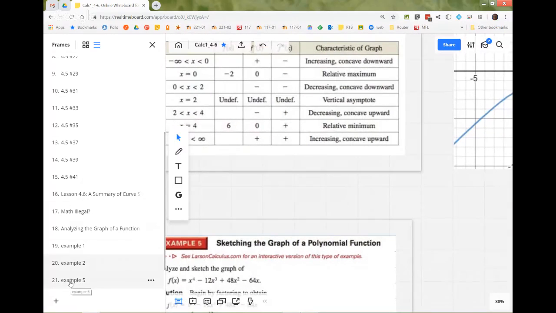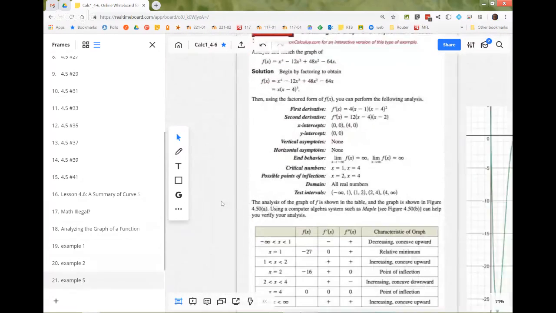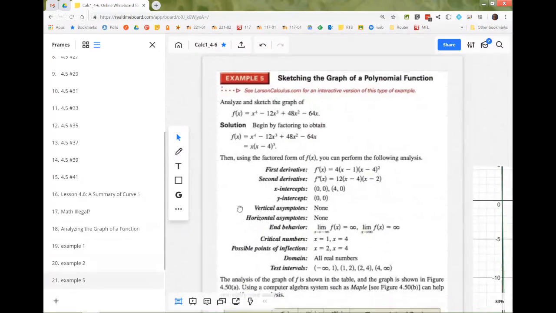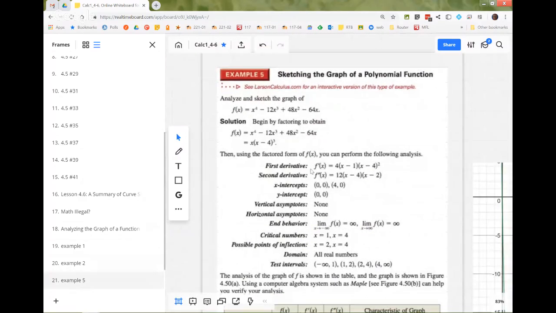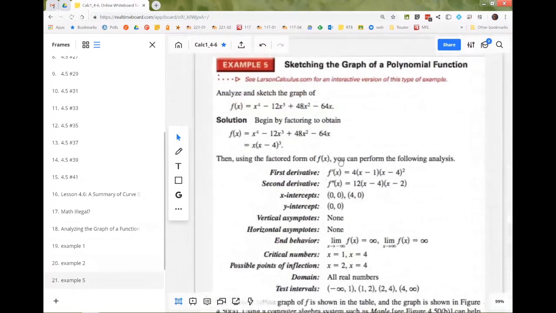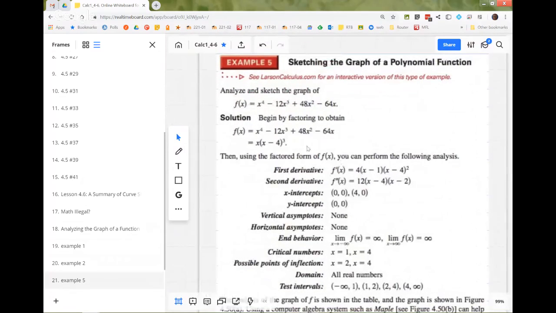And our third example, this time we just have a good old polynomial. X to the fourth minus 12x cubed plus 48x squared minus 64x. So right off the bat, let's factor it. You notice how there's an x in every term?